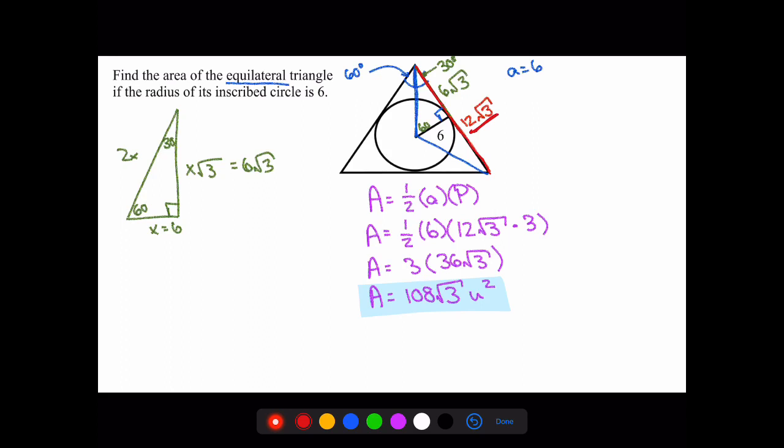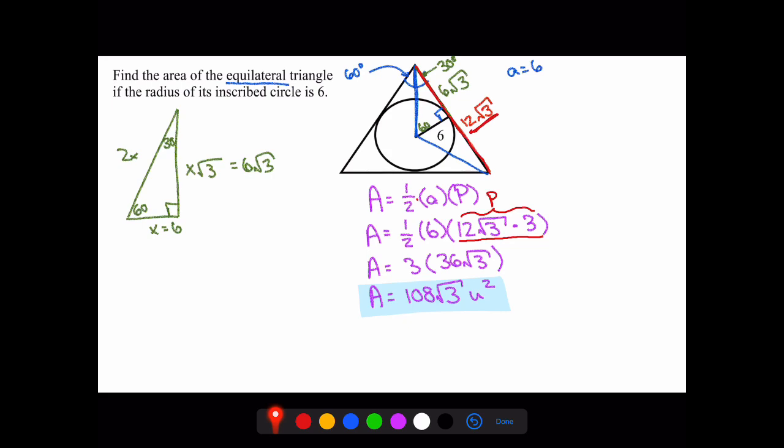From here, we can go ahead and plug that into our formula. Area is equal to 1/2 times apothem times perimeter. And to find our perimeter, I have 12 radical 3 times 3. So this whole section right here, this is just perimeter. Now, that'll give us area is equal to 1/2 times 6 will give us 3. 12 radical 3 times 3 will give us 36 radical 3. And then just multiplying 3 times 36 will give us 108. Treat the radical 3 like it's a variable, so it just stays on the end there, and we're left with area is equal to 108 radical 3 units squared.